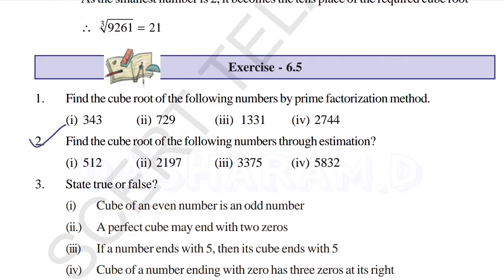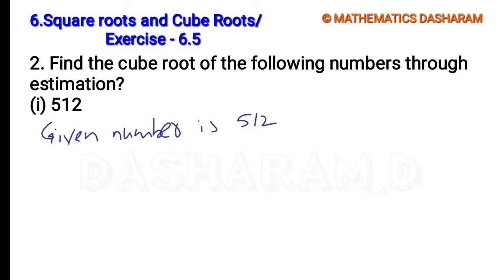Now let's do the exercise 6.5, second bit. First problem. The given number is 512. What is the first step? We need to make groups of 3 digits starting from the unit place. Here there are only 3 digits, so we can make only one group, 512.